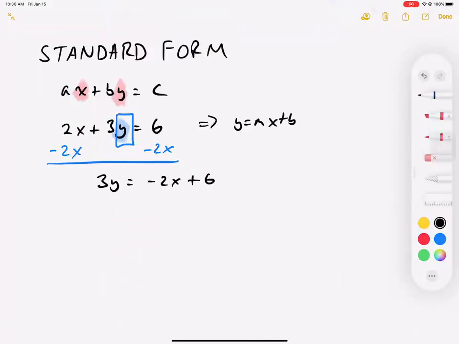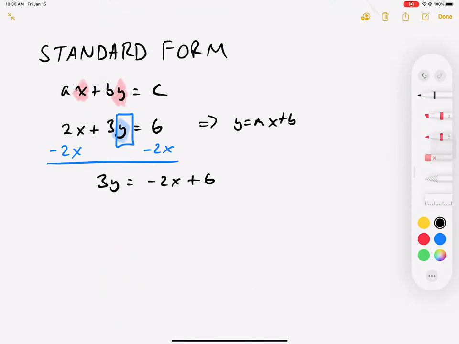2x and 6 are not like terms, so we learned that we don't mix them together. That doesn't become 4. It's almost like carrots and apples and oranges. You don't mix them together, they're separate. No matter how round that apple is, they're not like terms.